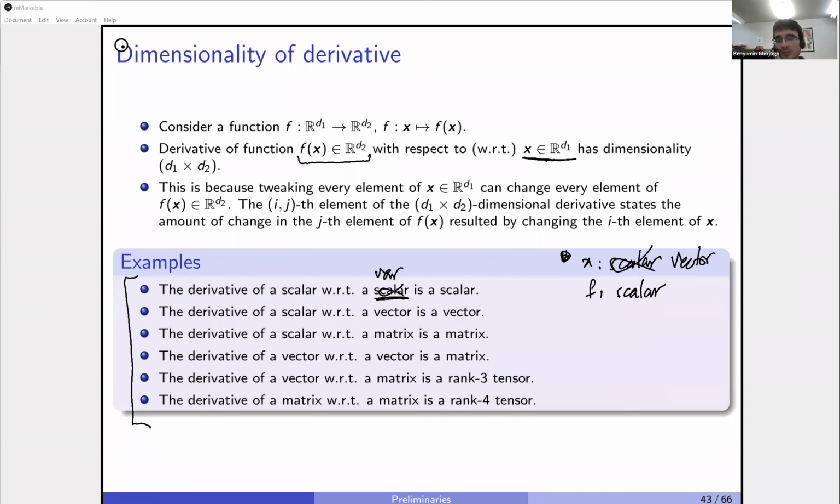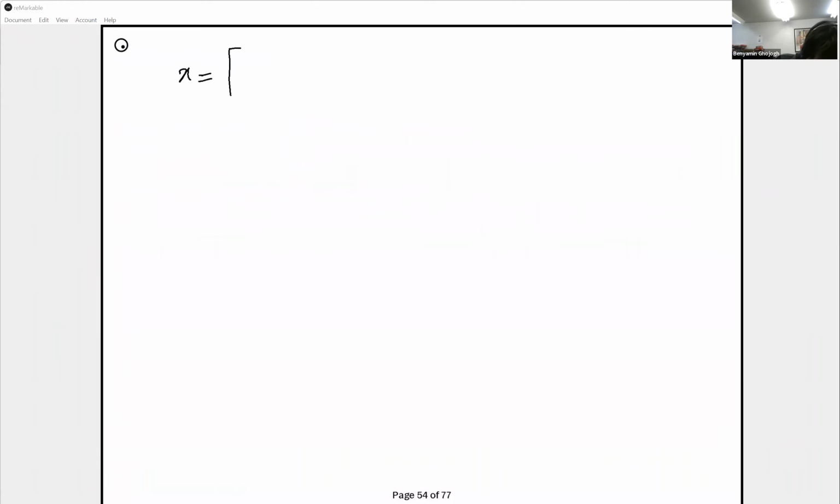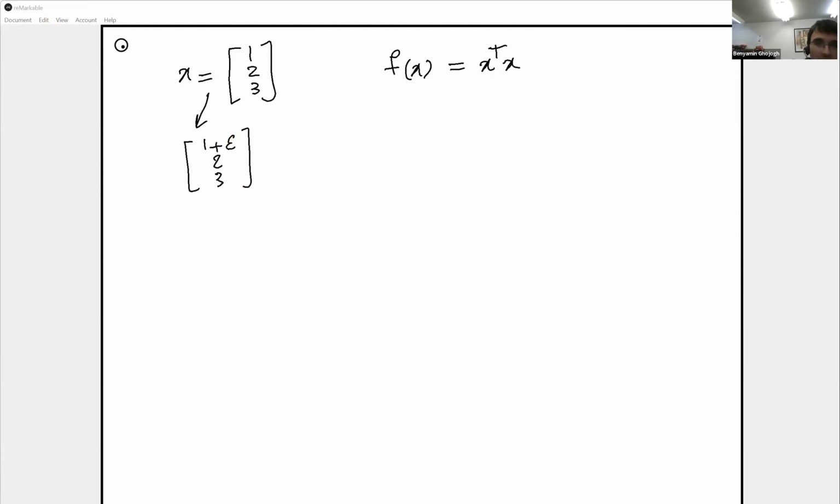So assume that x is a three-dimensional vector. I think with this note, it becomes clear what I mean. Assume x is 1, 2, 3, and the function of x is a scalar. For example, x transpose x, right? It's a scalar. Now, whenever you change the first element, this epsilon might be positive or negative, and you don't change the other elements. This changes f.